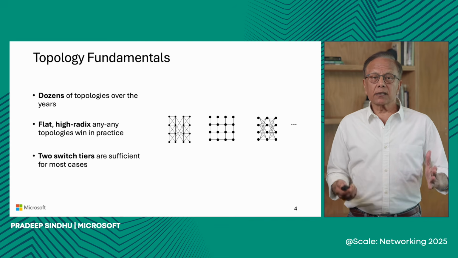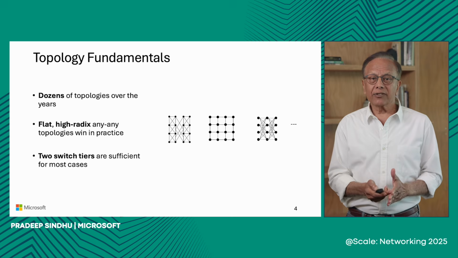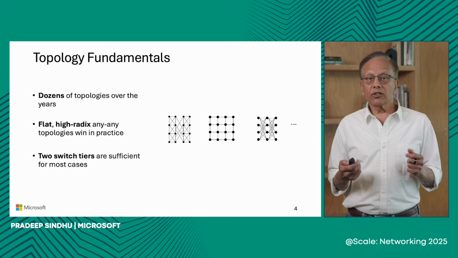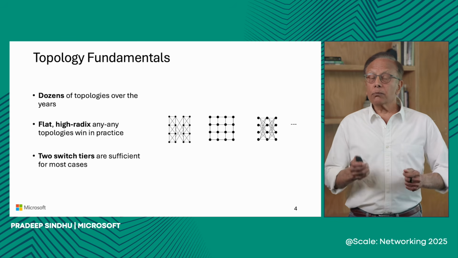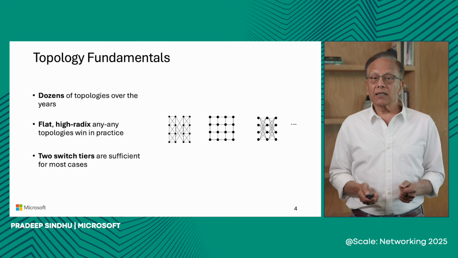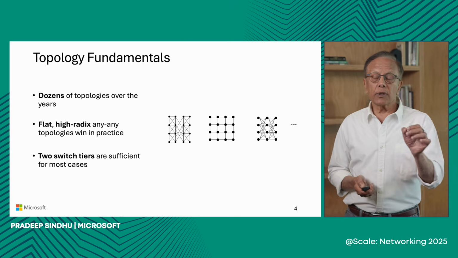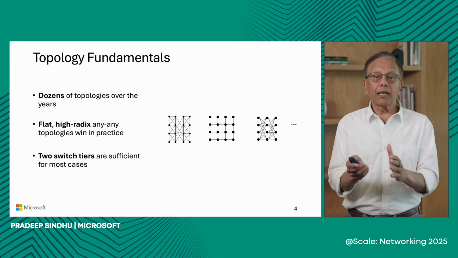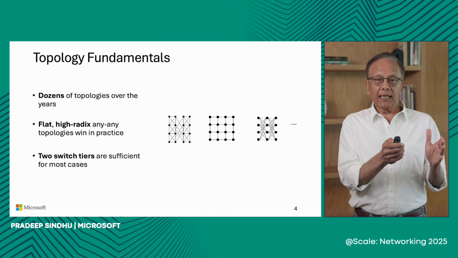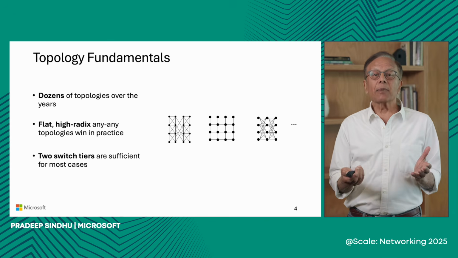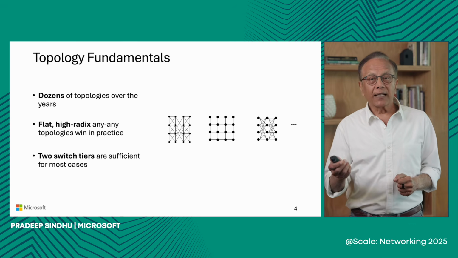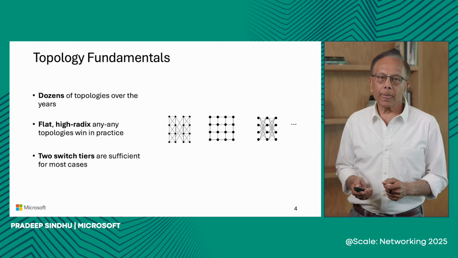In practice, it turns out that flat, high-radix, any-to-any topologies win. They're easy to implement. They are, most importantly, isomorphic under failure. So, for example, when a link or a switch or a GPU fails, the topology after a failure looks the same as the topology before a failure, except you have less bandwidth. Now, of course, if you provision enough number of paths, that is not a big problem.